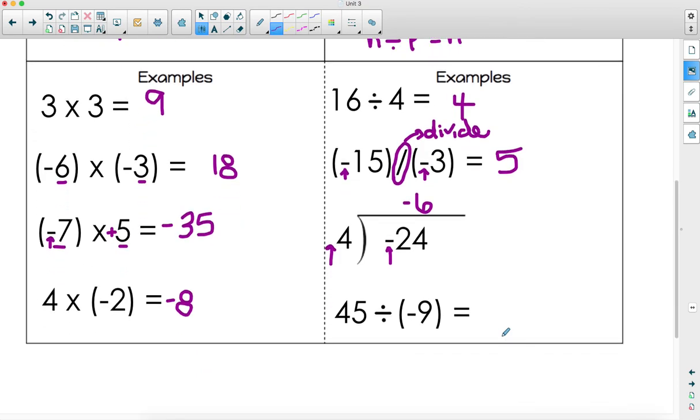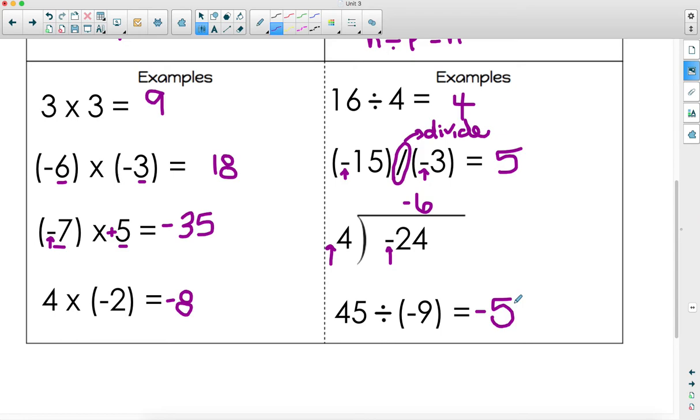Okay, last one. Here we go. We have 45 divided by negative 9. So do your basic division. 45 divided by 9. 9 goes in there 5 times. Okay, and then I'm checking their signs. The 45 is positive and the 9 is negative, so they're different. This equals a negative.